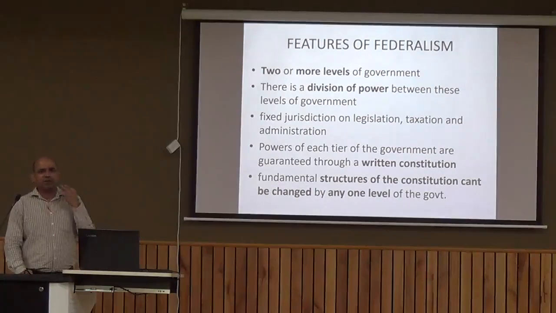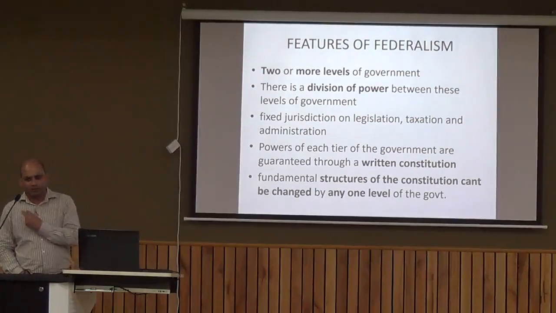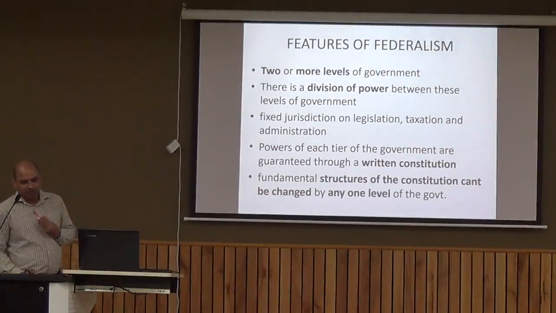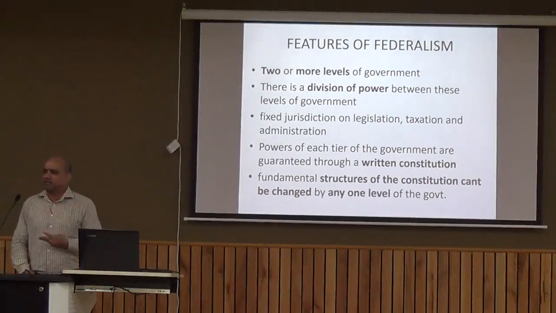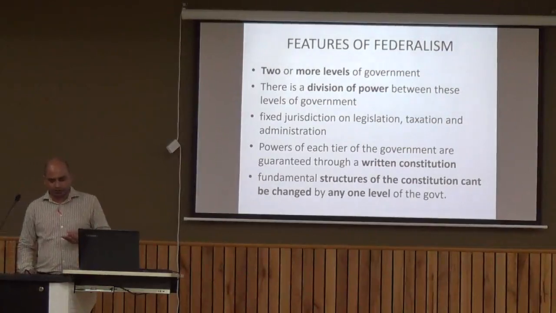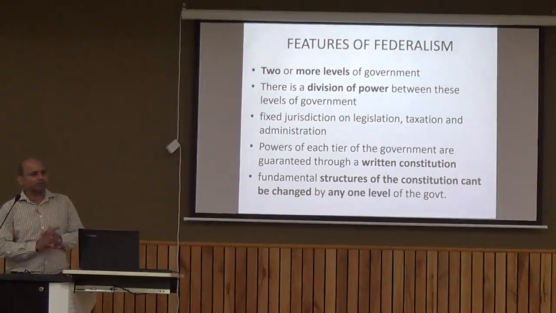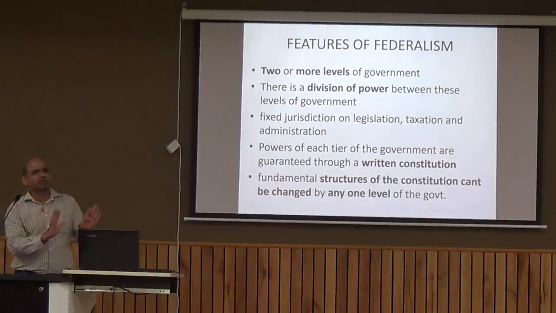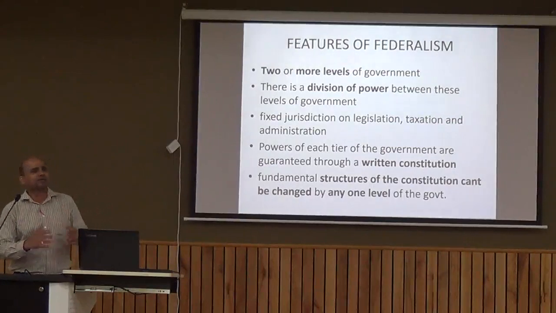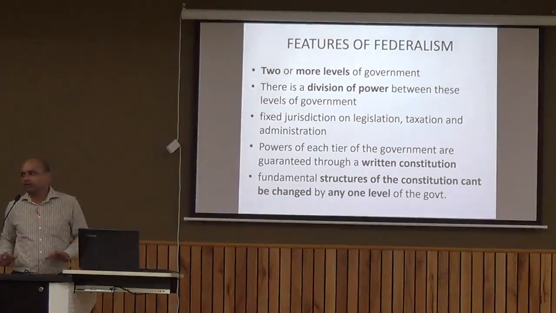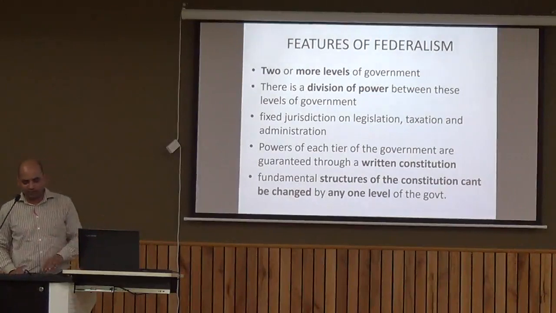Number 2, there must be a division of power between these different levels of government. Number 3, jurisdiction among these levels of government has to be fixed relating to legislation, that is lawmaking, taxation, and administration. Number 4, the powers of each government are clearly written down in a constitution so that there shall be no dispute as to who is enjoying which power. That is why there is a clear-cut mention of these powers being divided between the different levels of government.